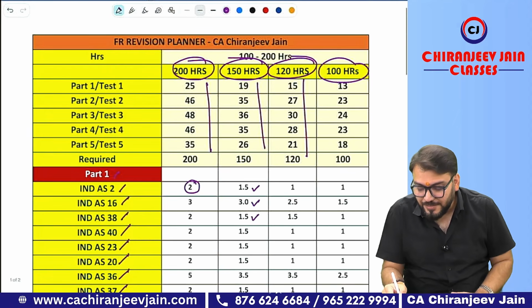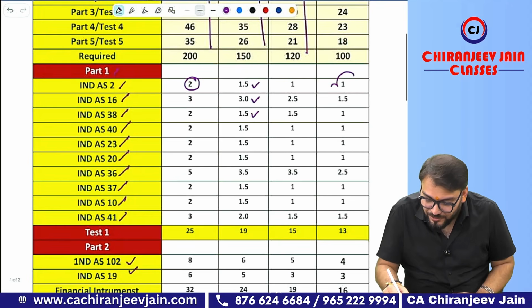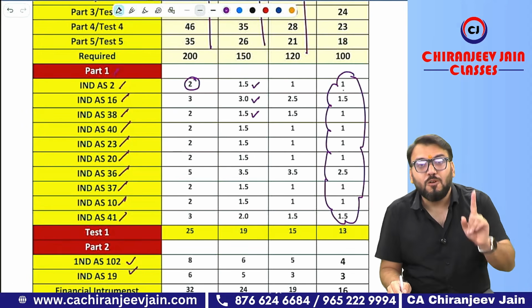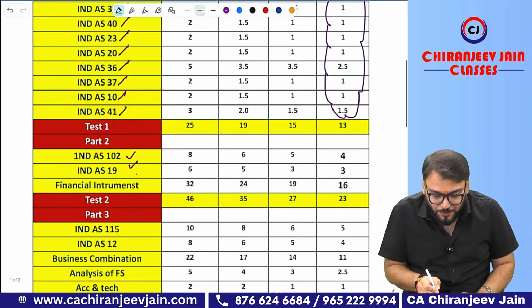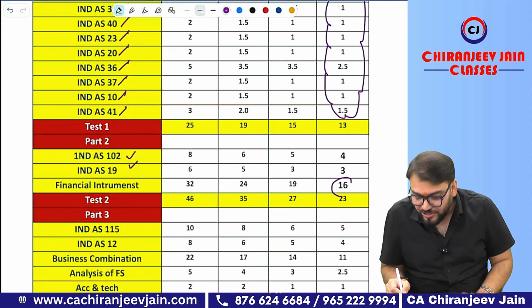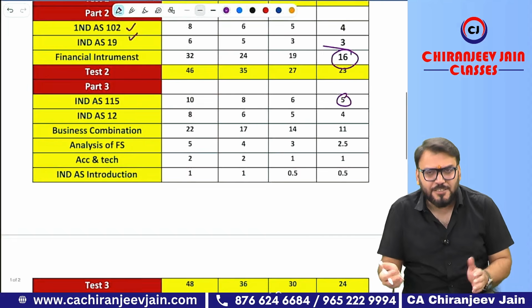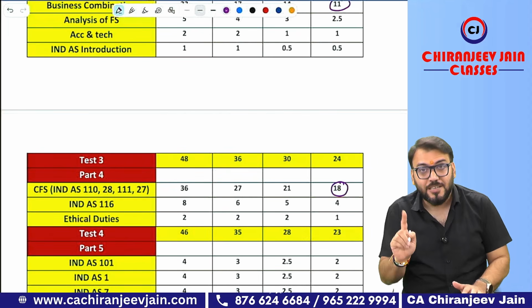In practice Saaranash batch, I have decided to take 100 hours. It means I will consider this number of hours. For Ind AS 2, I will teach for 1 hour. For Ind AS 16, I will teach for 1.5 hours. For financial instrument, which is covered in part 2, I will teach 16 hours. For Ind AS 115, I will teach 5 hours. And as the case may be, for business combination, 11 hours. For consolidation, 18 hours. Correct?